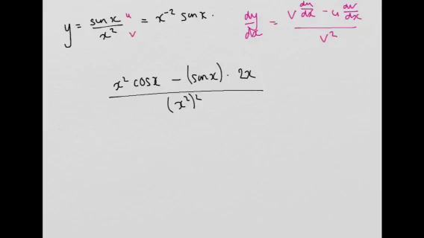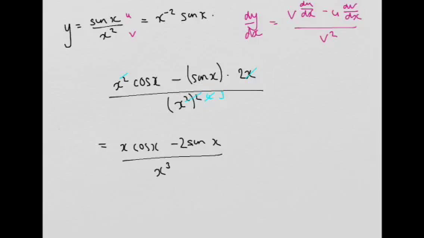I can rearrange this slightly, do a little bit of cancelling. So x squared squared, that's x to the 4. But then I've got x's everywhere, so I can cancel an x and make this one 3. And so this is going to become x cos x minus 2 sine x over x cubed. And if you go back, you can see that you can do this just using the product rule.